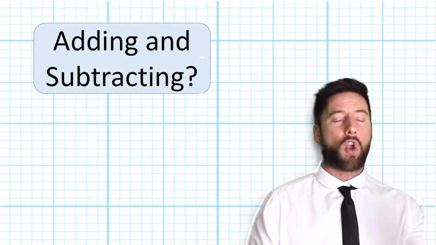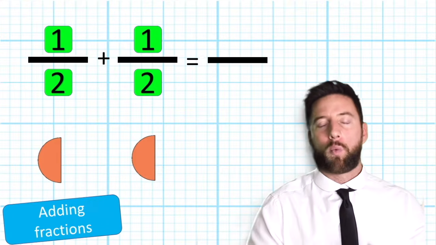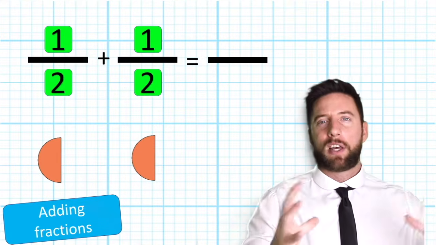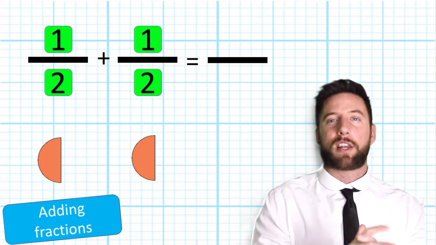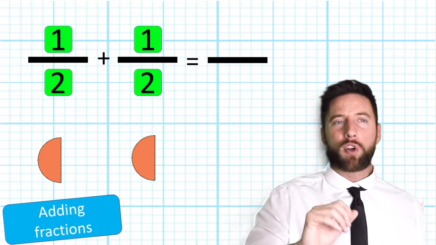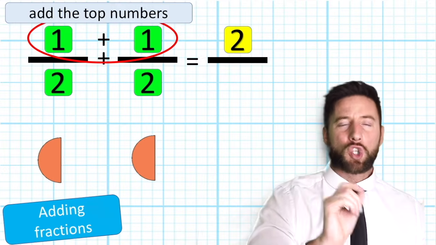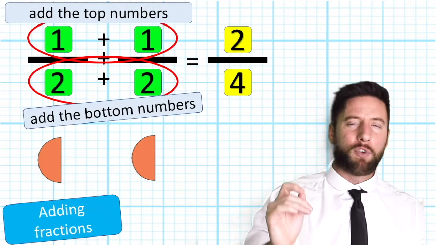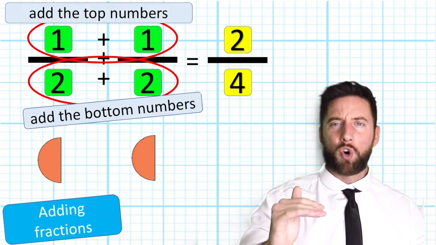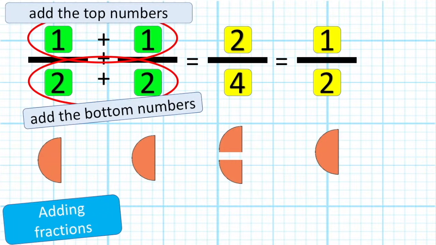Let's have a look at 1/2 add 1/2. Now we know that's going to be a whole. 1/2 of a pizza and another half of a pizza is going to give you a whole pizza. Okay, so let's just see if that same tactic works for this. 1 add 1, looking at the top two numbers, equals 2. If we look at the bottom two numbers, 2 add 2 is 4. Now 2/4 simplified down is 1/2. So 1/2 add 1/2 is 1/2?